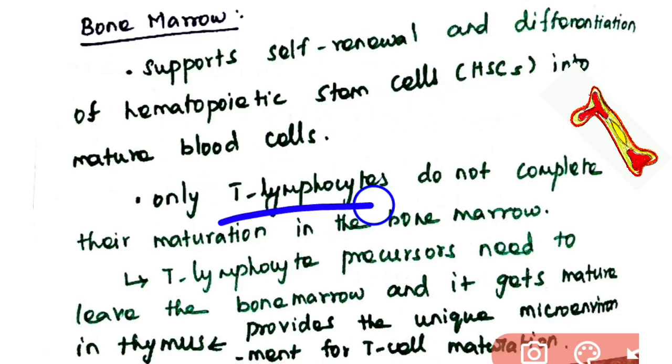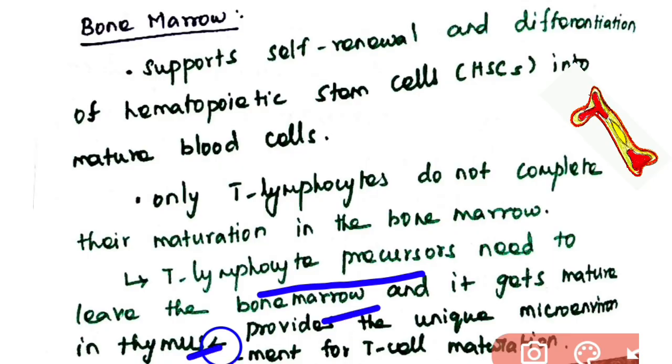Only T lymphocytes do not complete their maturation in the bone marrow. Remaining all other immune cells are developed and matured in bone marrow. T lymphocyte precursors need to leave the bone marrow, and they mature in thymus. This thymus provides the unique microenvironment, that is the stem cell niche, for T cell maturation.